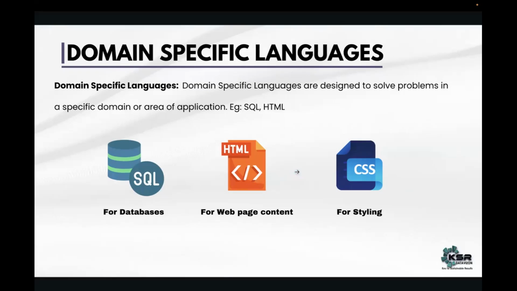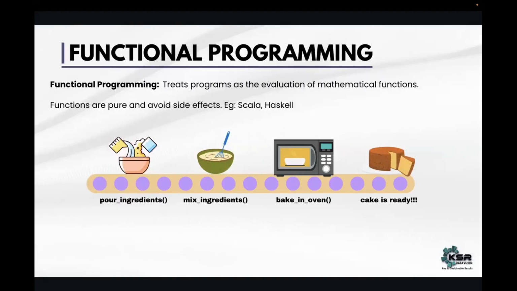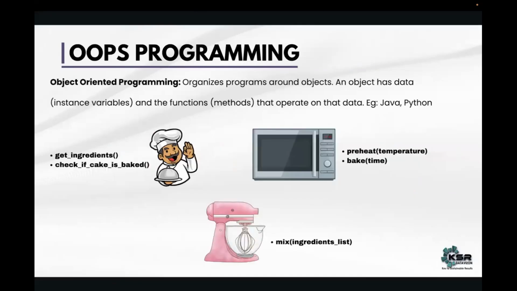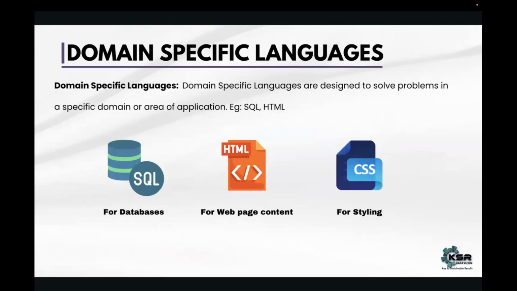So what we have seen is four programming paradigms. There are a lot more, but these are the most important. That's why I've shown only four. And for three of these, we have seen an example of baking a cake. So the end result was baking a cake, but how you achieved it was different in each of these programming styles. Okay. Any doubts in programming paradigms?